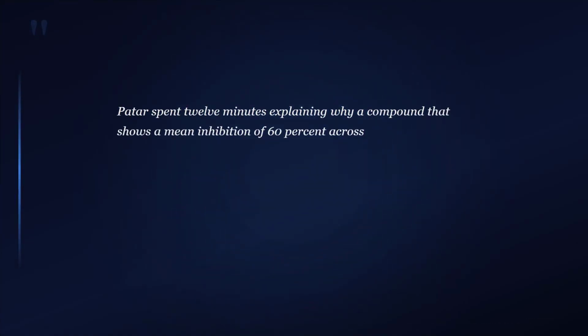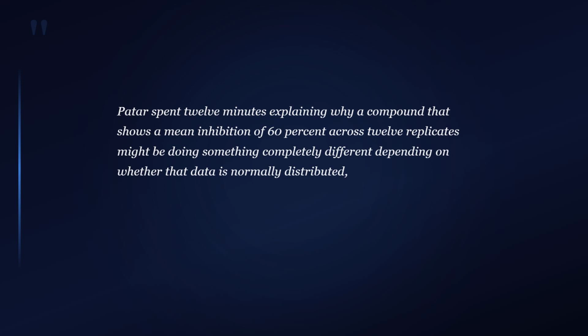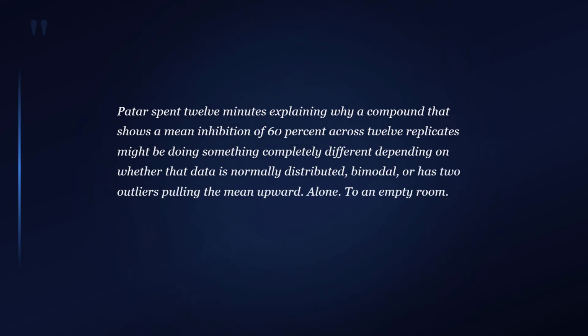Pitar spent 12 minutes explaining why a compound that shows a mean inhibition of 60% across 12 replicates might be doing something completely different depending on whether that data is normally distributed, bimodal, or has two outliers pulling the mean upward. Alone, to an empty room. It is mildly symbolic that the episode most directly relevant to why reported hit rates in the literature are misleading had an in-person audience of 1.